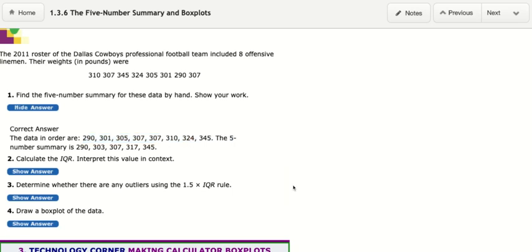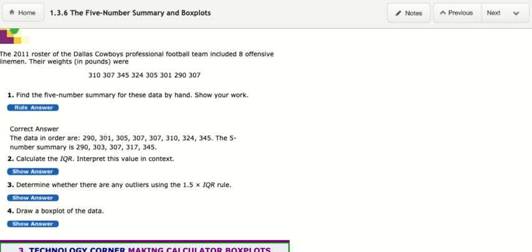Now, a reminder of the 5-number summary. 290 is your minimum value and 345 is your maximum value. 307 is the median. That is the spot in the middle of this group right here. So this is why 307 is here. The 317 comes from the middle of the numbers from the median over. If we were to go from here over, that would be between 310 and 324. You have to add those two together and divide by 2, and that's where the 317 comes from.